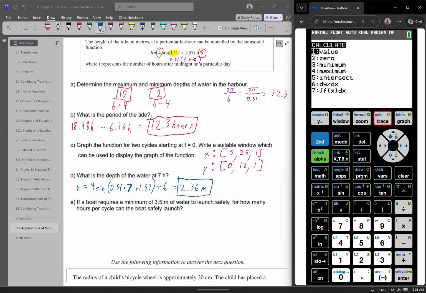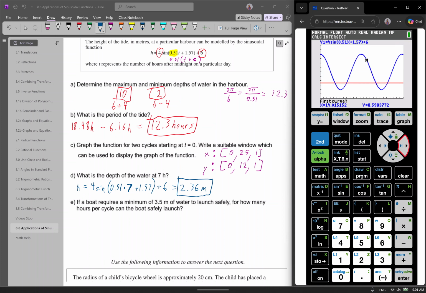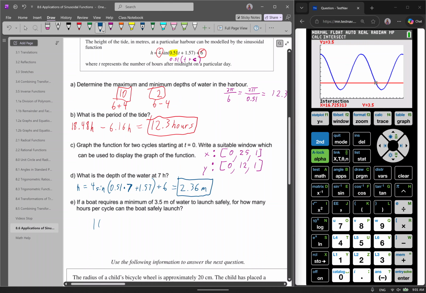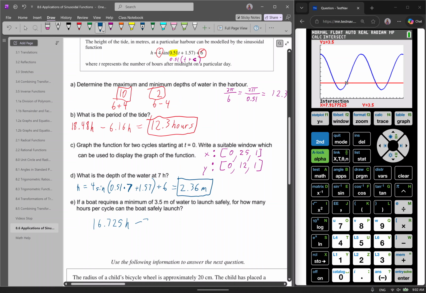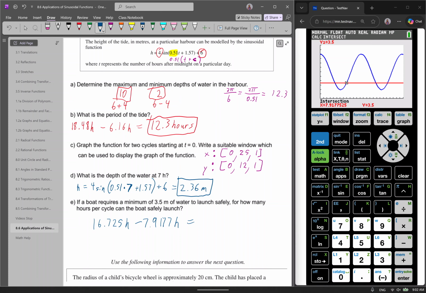So second function calc, intersect, enter, enter, enter, and I get 16.725 hours. And then what I'm going to do is the same thing again, but I'm going to do it for the other side. Enter, enter, enter, and I get 7.9177 dot, dot, dot. And so what we need to do is subtract these two.